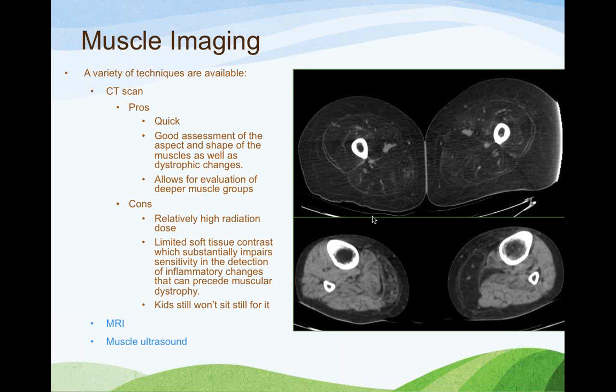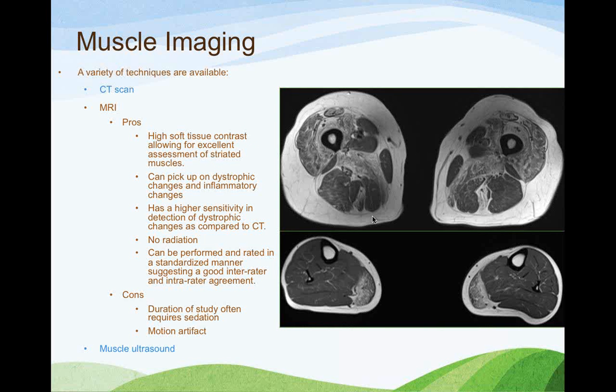And kids still won't sit still for a CT scan. So even though this woman was able to do it for a short period of time for us, generally having a kid sit still for just a snapshot of a picture is hard, let alone having them sit there for about 15 to 20 minutes without moving. And the other con is the obvious radiation that comes along with the CT scan.